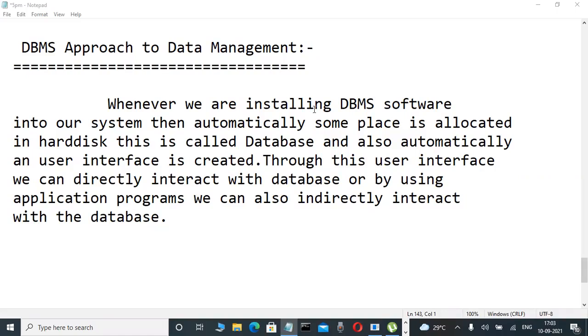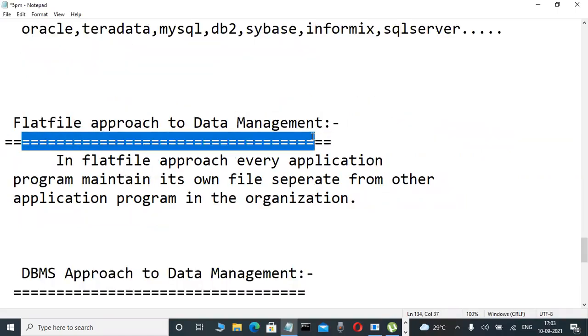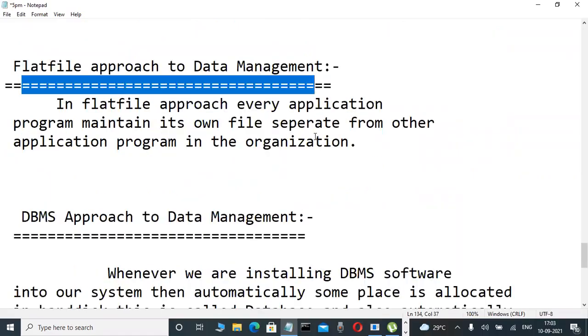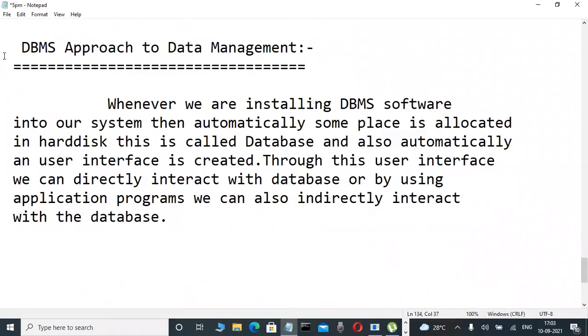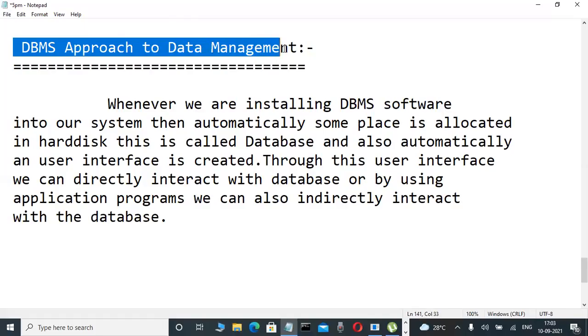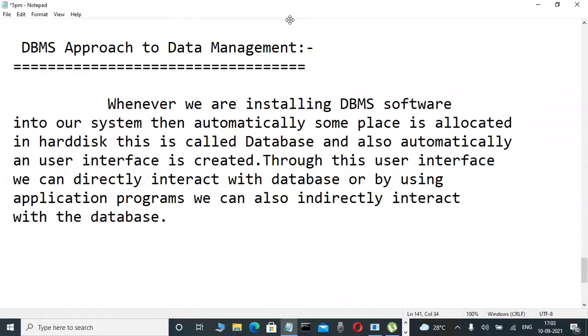Now, yesterday, what I was telling you was the flat file approach to the data management problem. The problem was that every application program maintains its own file, separate from other application programs in the organization. But unfortunately, from 1960 onwards, the DBMS approach is there. What is the advantage of the DBMS approach?